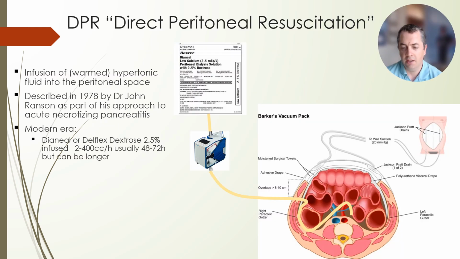DPR, so what is that? An adjunct for possibly sparing some of the after-effects of shock. It is infusion of warmed hypertonic saline into the peritoneal space. It was originally described by the maker of the Ranson criteria, Dr. John Ranson. In the modern era, it consists of peritoneal dialysate fluid, usually Dianeal 2.5%, being instilled into the belly, usually at the root of the mesentery, and then that effluent is sucked through a temporary abdominal closure device into a bucket.